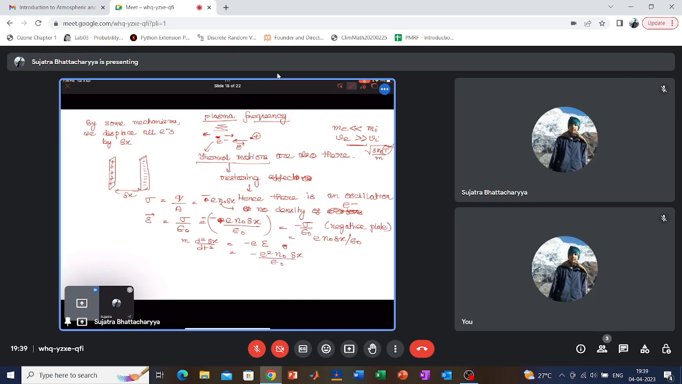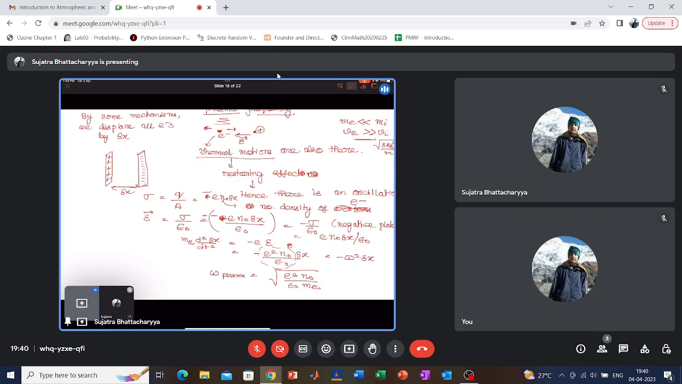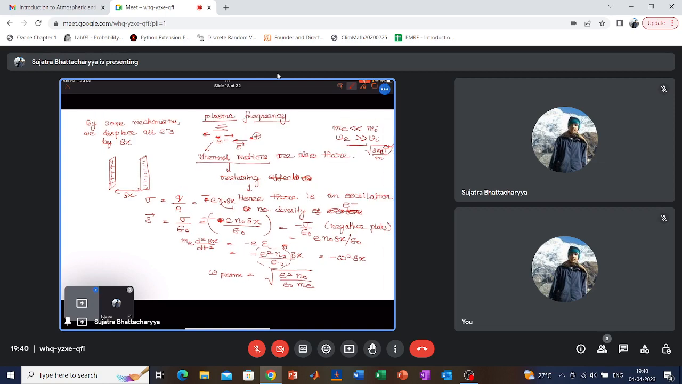Right, now just solve the equation, and the frequency is this particular term. So omega plasma is root over E square. So this is nothing but minus omega square delta x equals E square N naught divided by epsilon naught m E. This is all for the electrons.